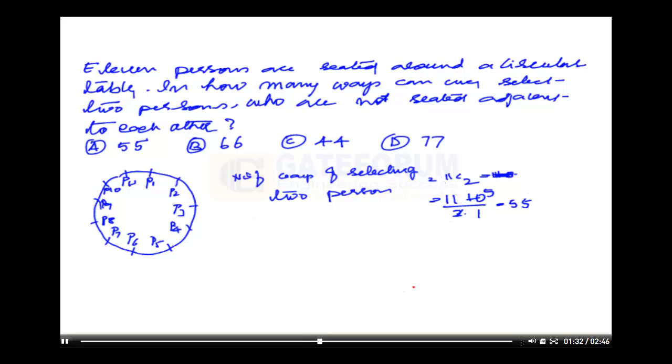But first we find the possible adjacent people, or I can say we can find here, let us say P1, P2, P2, P3, P3, P4. Likewise, we can find totally P11, P1, which are 11 in number. So P1, P2, P2, P3, they are adjacent.